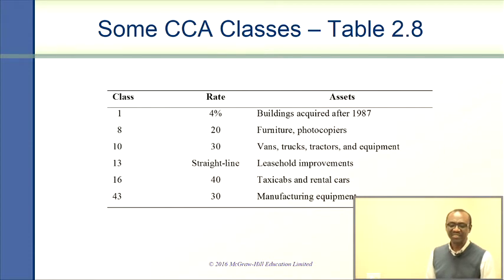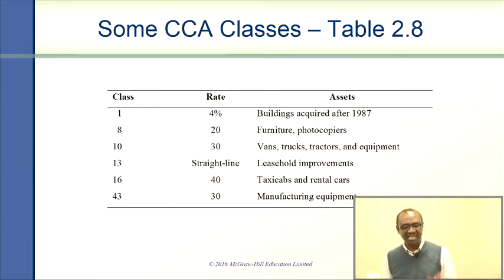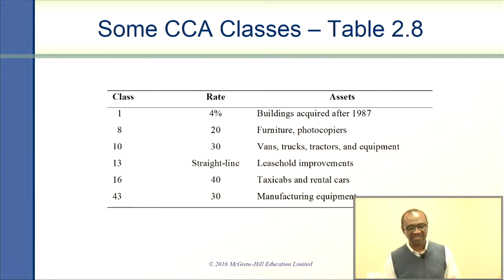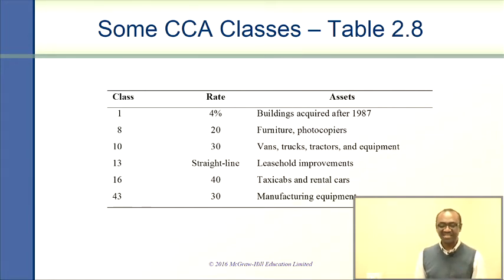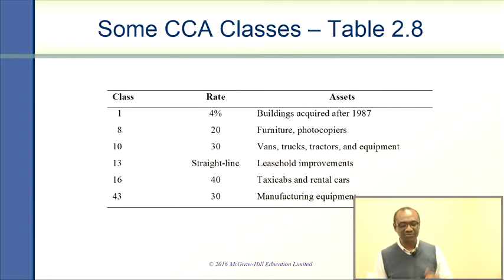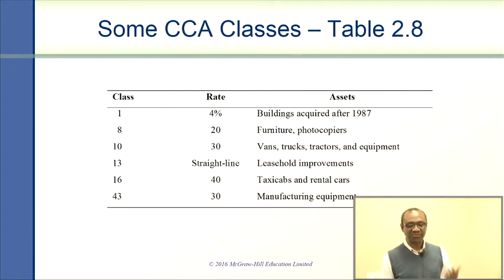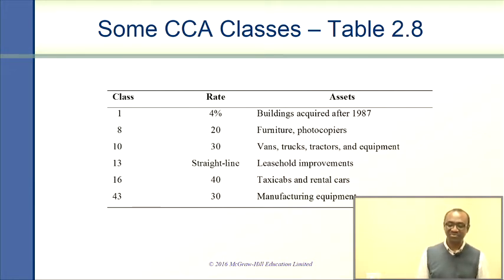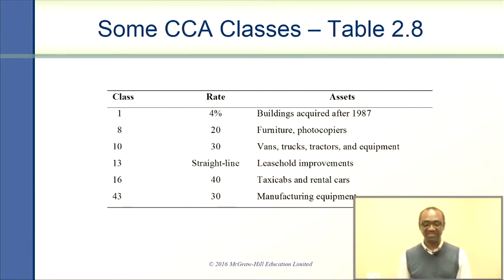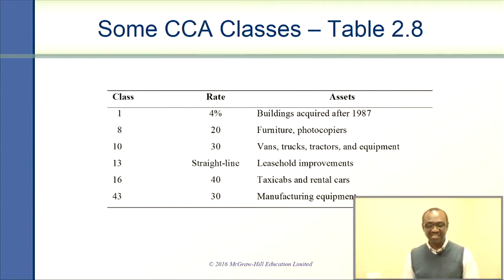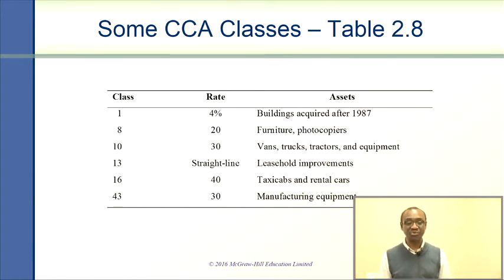We have class 1, which is at the rate of 4%. The definition of this is buildings which were acquired after 1987. That's class 1. Class 8 is at the rate of 20%, and that includes furniture, photocopiers, and office equipment. And we have class 10, which is 30%, and that includes vans, trucks, tractors, and equipment for an organization. Class 13 is the straight line method, and that includes assets such as leasehold improvements.